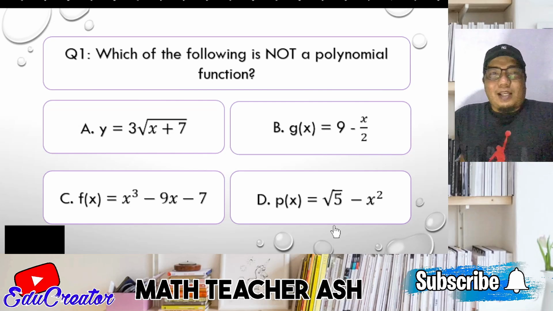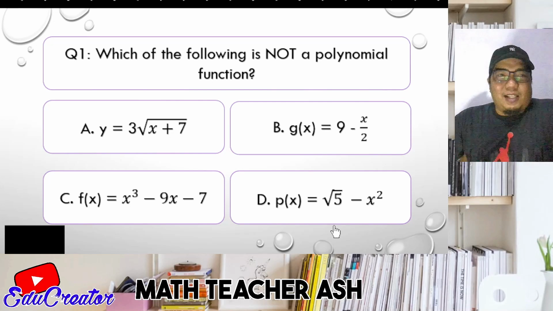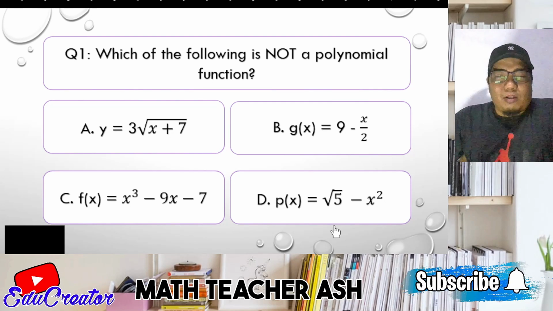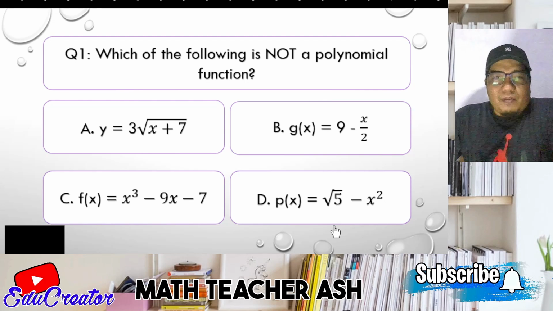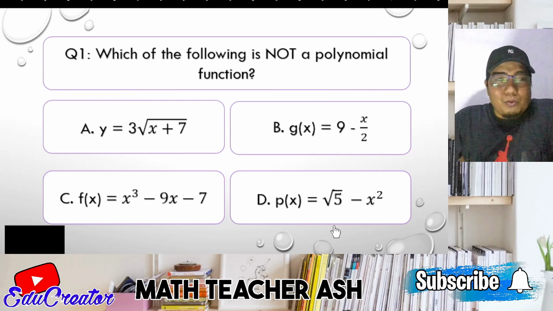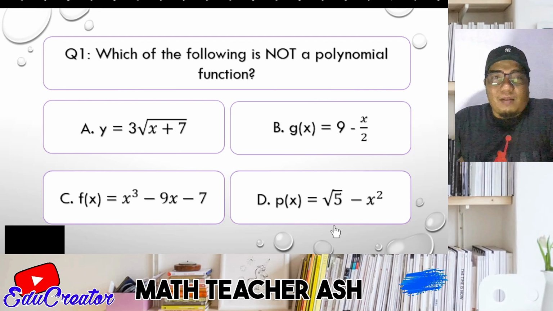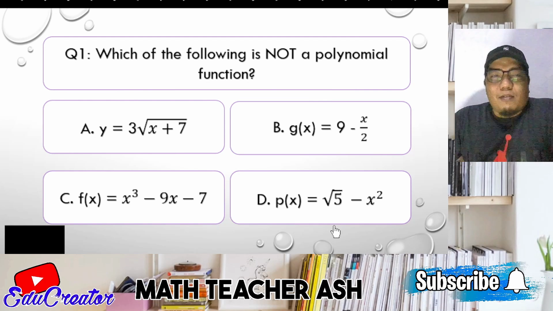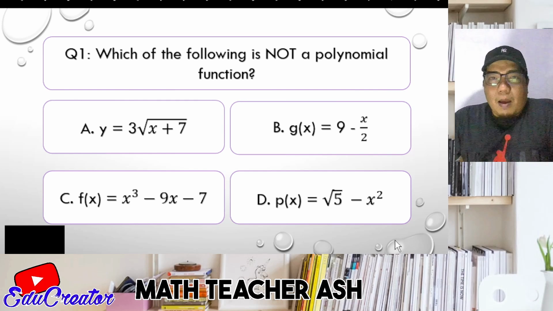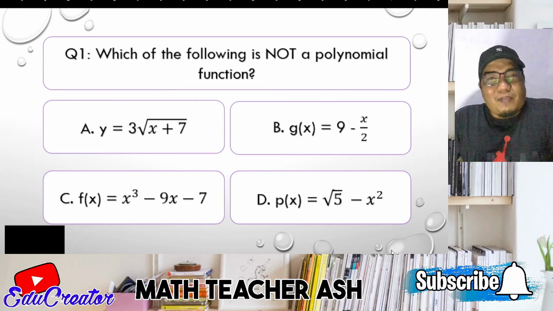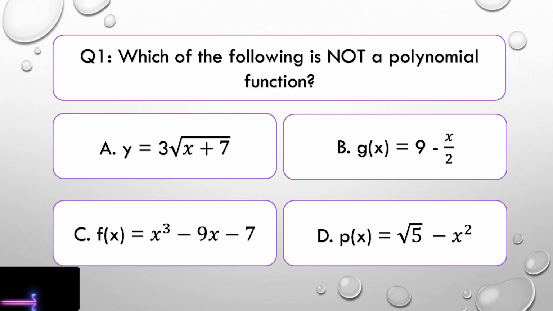Question number 1. Which of the following is not a polynomial function? Is it A, y is equal to 3 square root of x plus 7? B, g of x is equal to 9 minus x over 2? C, f of x is equal to x cubed minus 9x minus 7? Or letter D, p of x is equal to square root of 5 minus x squared? I'll give you 5 seconds to answer this question.